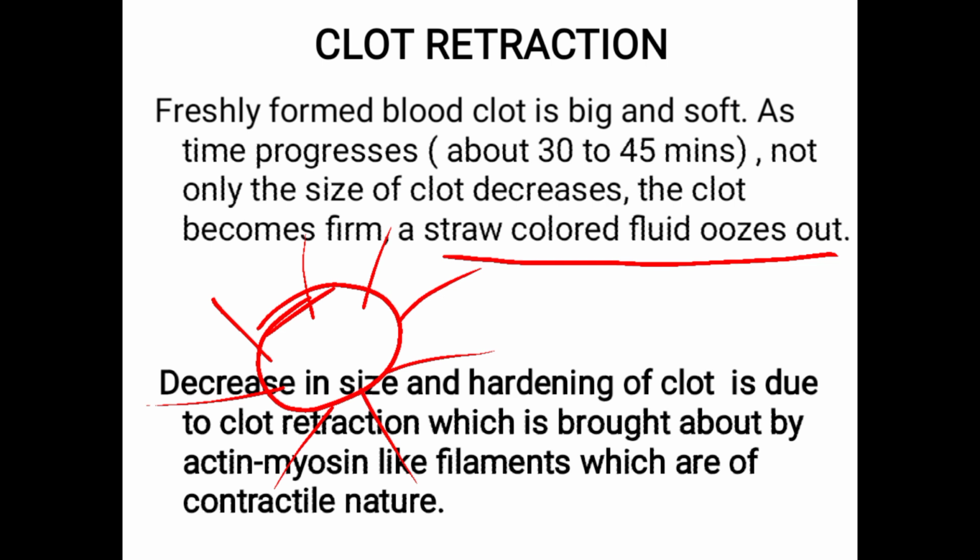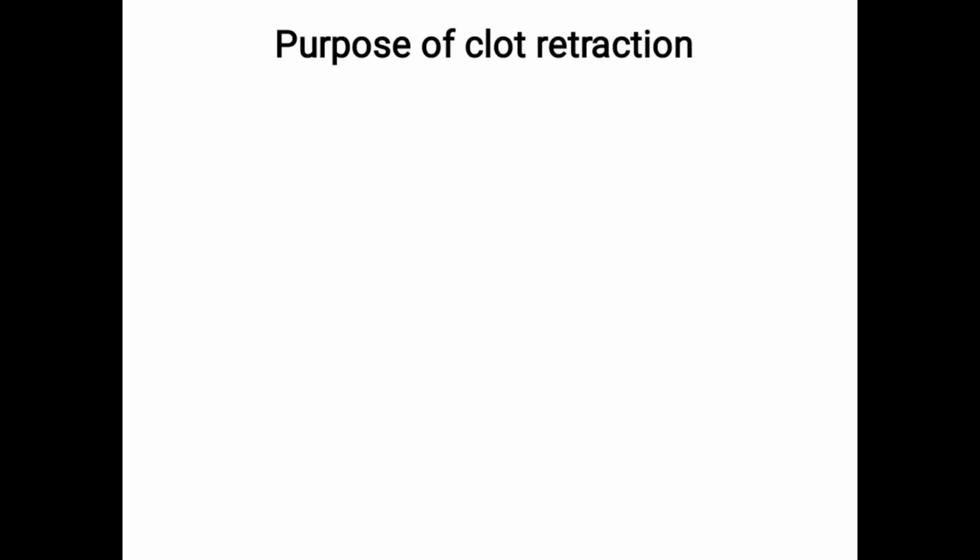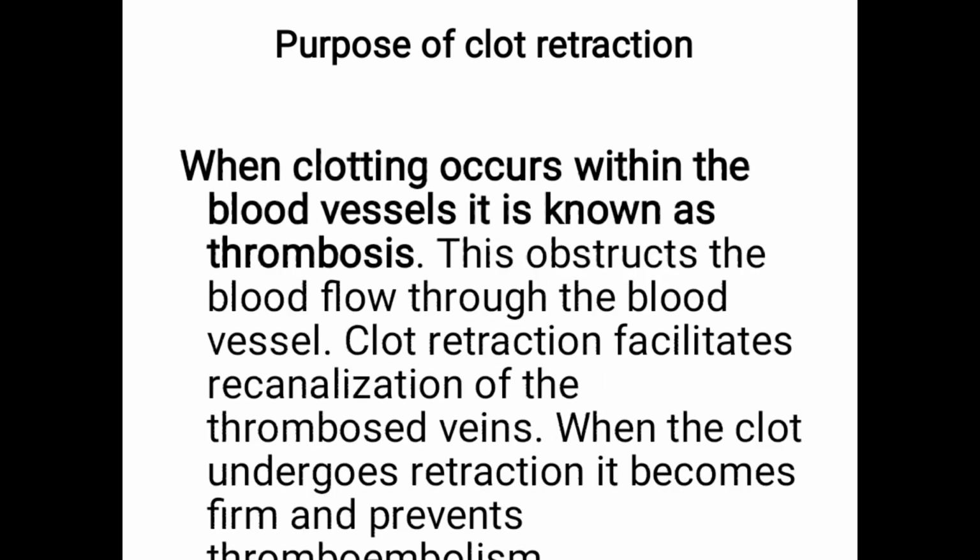So why does it take place? It is due to actin myosin. The presence of actin myosin like filaments, which are contractile in nature, in this clot. Actin and myosin are proteins which are present in muscle. Okay, in later classes you will come to know. So they are contractile in nature. So now the purpose of clot retraction.